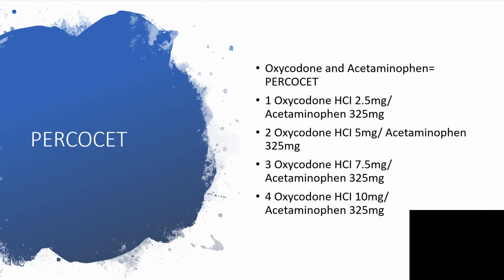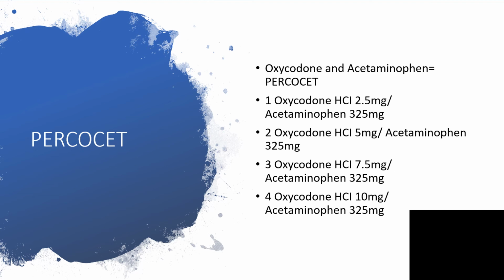Percocet. This is a combination of oxycodone and acetaminophen. And something is also constant here, that is the acetaminophen level at 325 milligrams. But oxycodone hydrochloride level is variable. For the first one, it will be 2.5 milligram oxycodone hydrochloride, then 5 milligram, then 7.5, and then 10 milligram. So the higher the level of oxycodone hydrochloride, the more the effects of the opioid component of the Percocet.